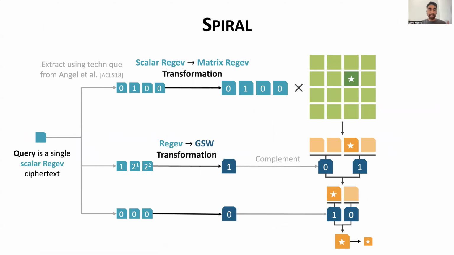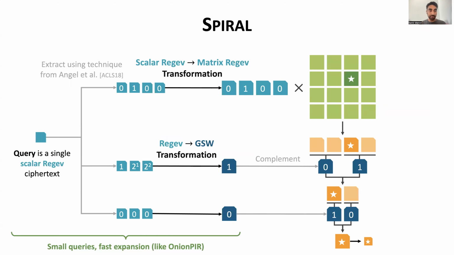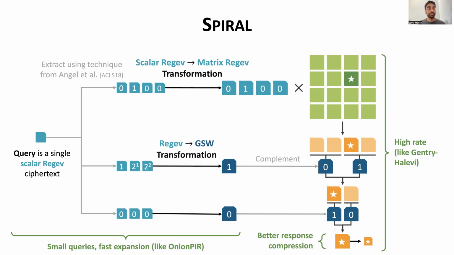So just at a high level, here's what Spiral looks like. On the left, we do query expansion, just like Onion PIR. So we have small queries, and then we expand to the ciphertext that we want to use. We process using matrix ciphertext, so we get high rate because the output is a matrix ciphertext. And we introduce new techniques that are not in either prior work to compress the response. So that's the overview of the scheme.